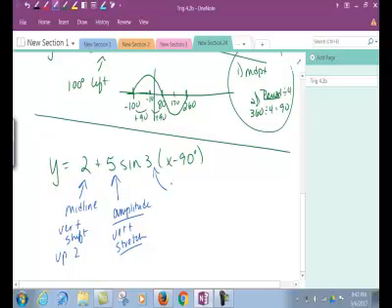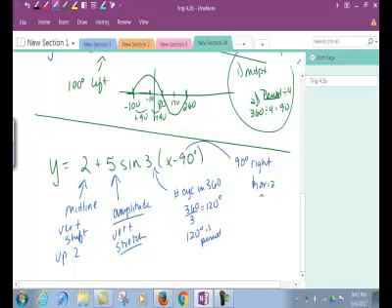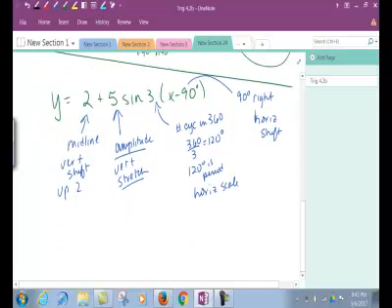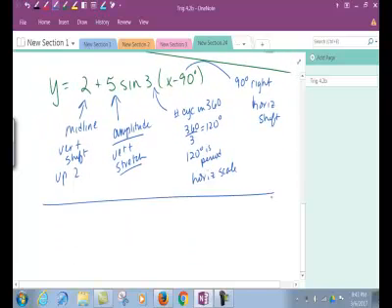The 3 is the number of cycles in 360, and so 360 divided by 3 gives me 120, and so 120 is the period of this function. And then the last number, the 90 degrees, means to start 90 degrees to the right. This is my horizontal shift, and this back here is my horizontal scale. All right, we've been working on these for a couple of days. I'm hoping you feel really comfortable with that.